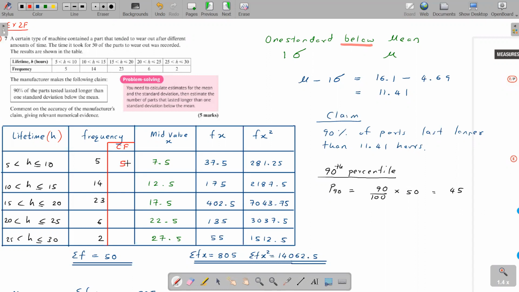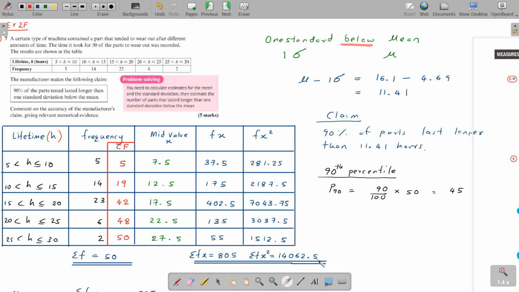are dealing with. We are dealing with continuous data, which means to get the answer, you must apply linear interpolation, right? So you have to go interpolation, which means you need to have the cumulative frequencies in order to work with it. So 5, next one, 5 plus 14 is 19, 19 plus 23, 42, 42 plus 6, 48, 48 plus 2, that's 50.